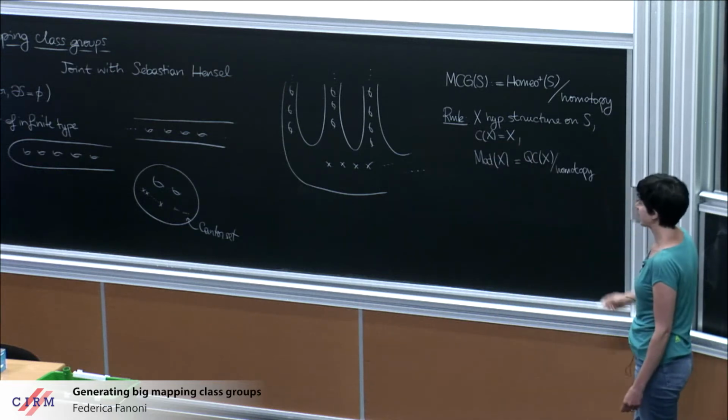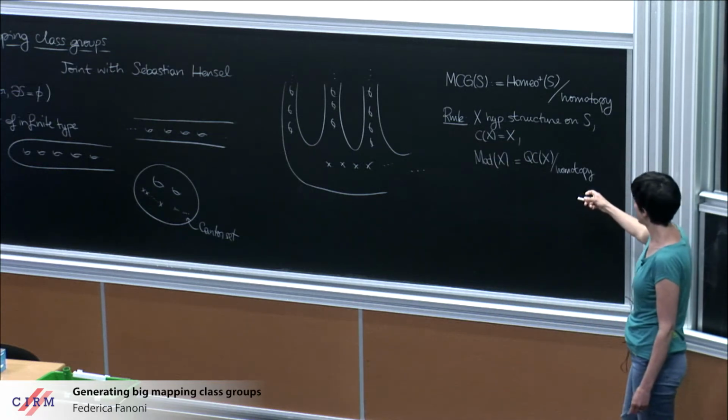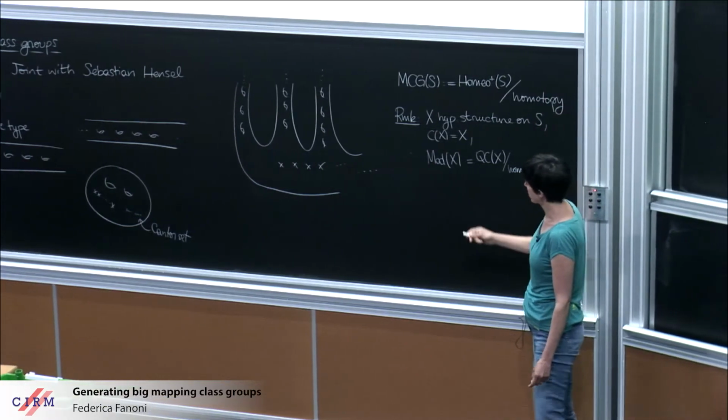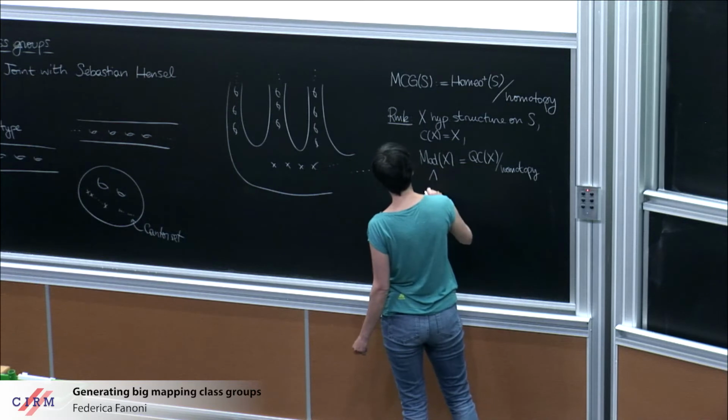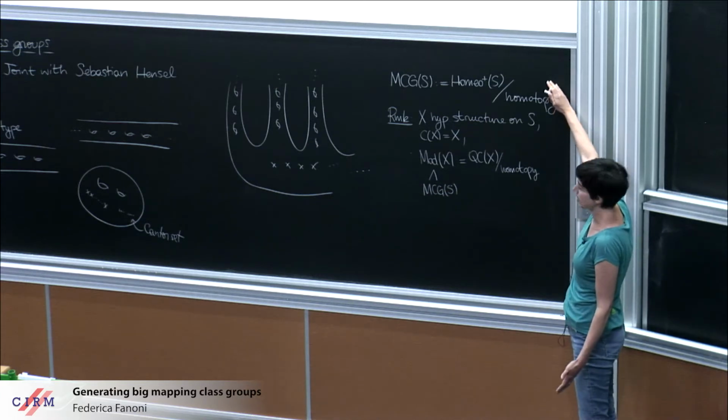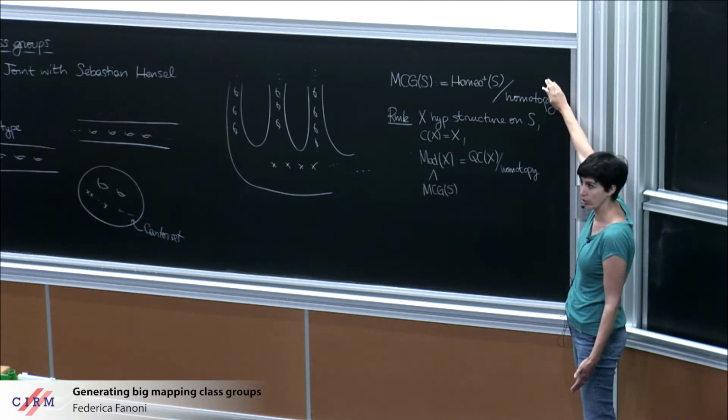And the fact is that if I have a surface of finite type, this group and this group coincide. But for a surface of infinite type, this in general is a much smaller group. So what I'm actually interested in today is really this topological version of the group.